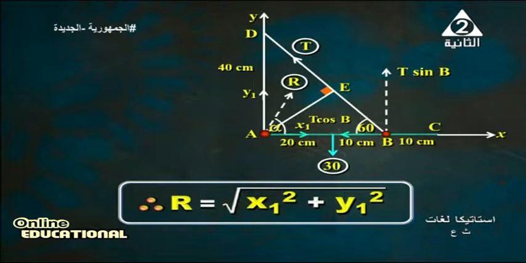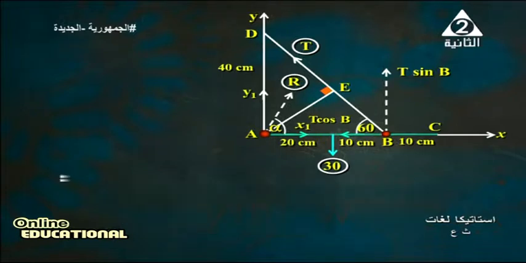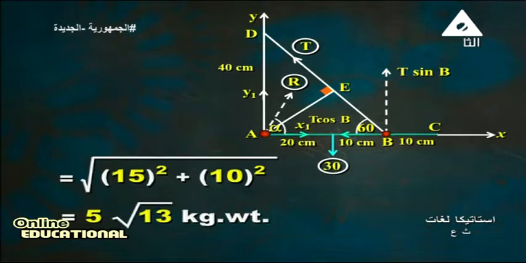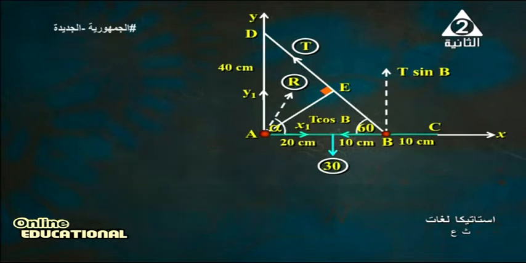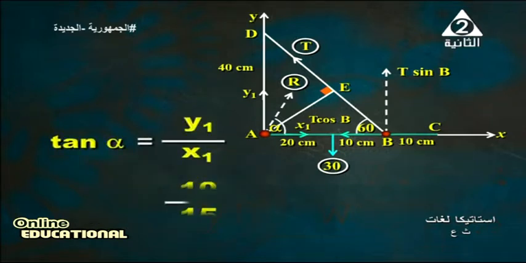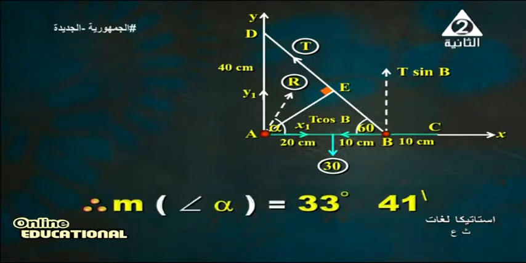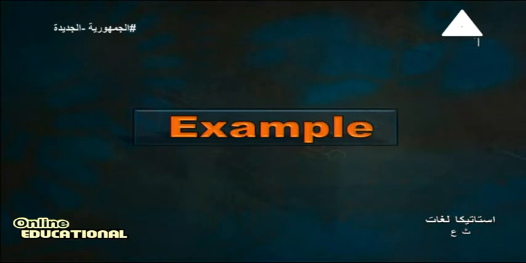Therefore, R, or reaction of the hinge, equals the square root of X1 squared plus Y1 squared. 15 power 2 plus 10 power 2 equals 5 root 13 kilogram weight. Tan alpha equals Y1 over X1 equals 2 over 3. Then by using a calculator, measure of angle alpha equals 33 degrees and 41 minutes. Now we move to another example.